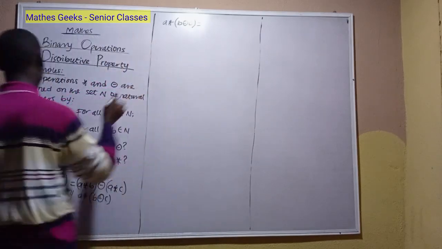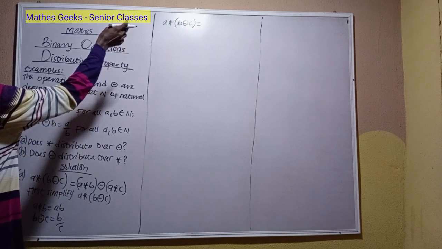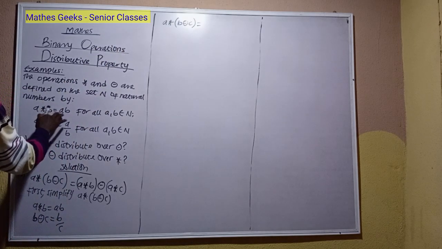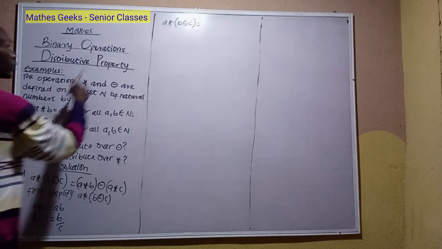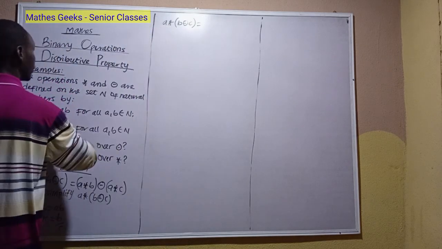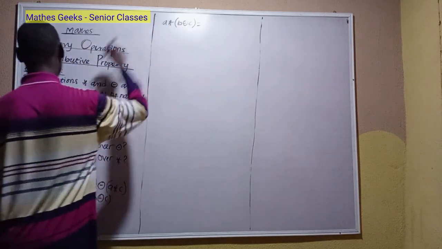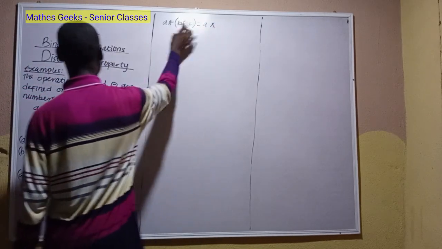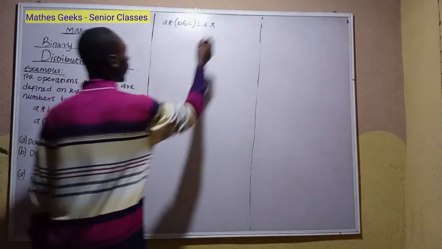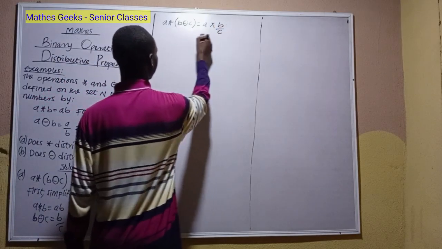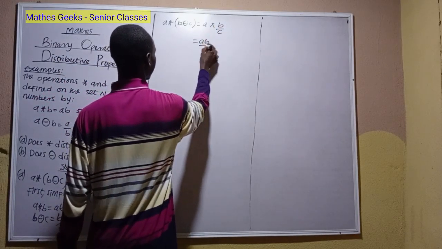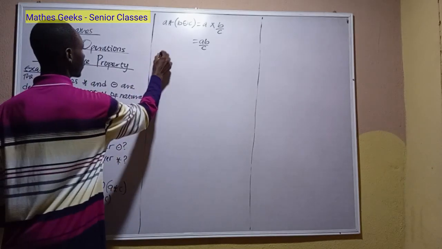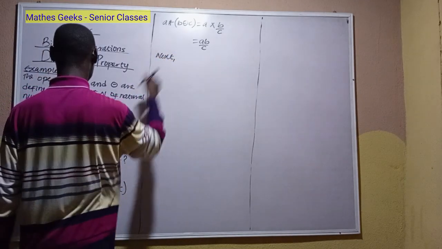So we come by our general rule: since star distributes over O, that means we are going to follow this. A star B is equal to AB. So our A is A here, and our B is B operation C. So A times (B operation C) is A times B over C, which is AB over C. So now next, simplify.